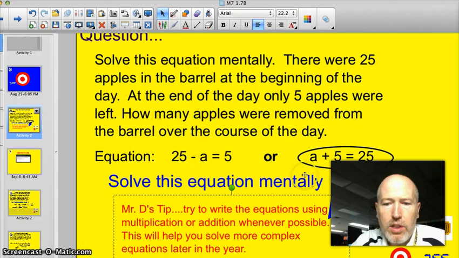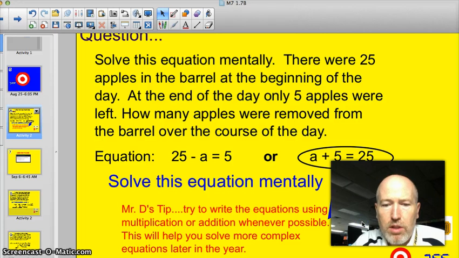Before we solve that, I'm going to start by looking at this blue arrow down here with a little tip from Mr. Dudley. You'll notice that I've written the equation two ways. 25 minus the apples that were taken over the course of the day equals the 5 that were left. I also wrote it using addition. The apples that were missing plus the 5 that were still in the barrel equaling 25. My tip is to try to write equations using multiplication or addition whenever possible. This will help you solve more complex equations later in the year. It has to do with isolating the variable.